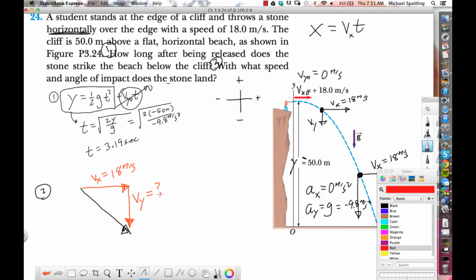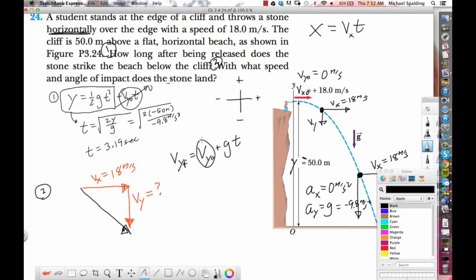Well, how do we find it? With a what? With a kinematic. You're using a motion equation. So, okay, finding this y velocity here, there's different ways you can do it. I think the easiest way would be to go Vy final equals Vy initial plus GT. That's the third kinematic on the list of kinematics.